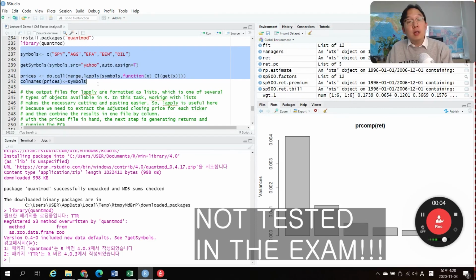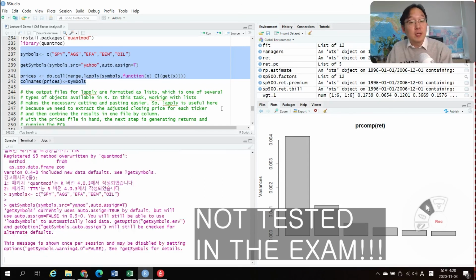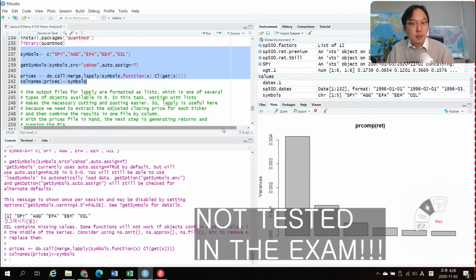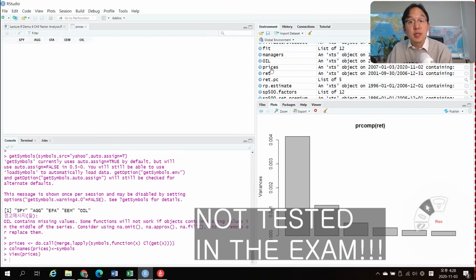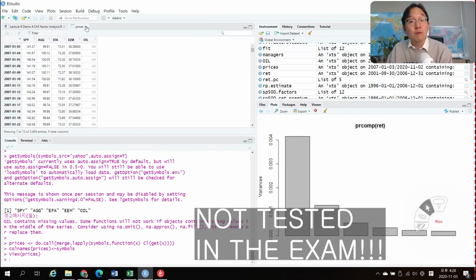Now I collected the symbols over here: SPY, AGG, EFA, EEM, and USO. These are the ETFs that we're going to extract from the Yahoo Finance database. For free, yes, you can extract it just by specifying the ticker symbol like this. And then prices will be created. Let's see if prices are there. Yes, it is. There. Okay, voila.